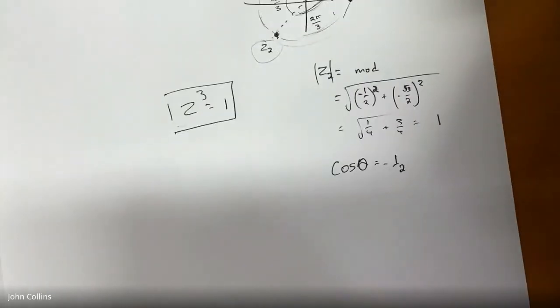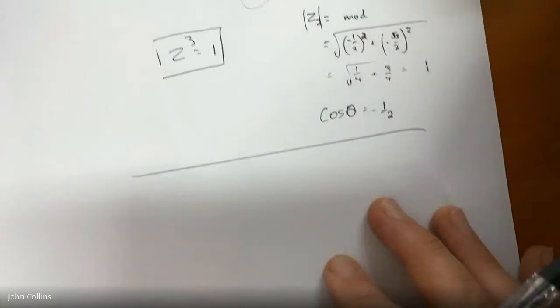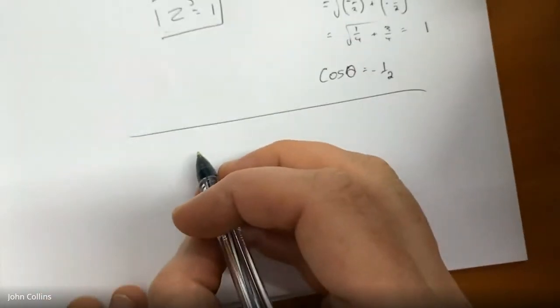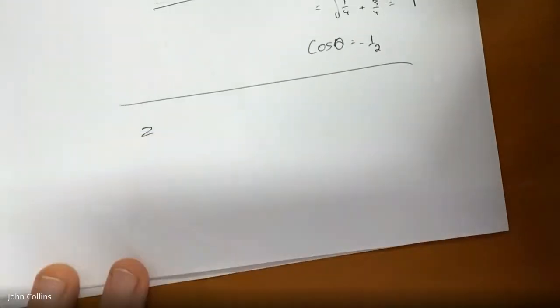So the question, I suppose, is always then, does that always work? If I had z to the 6, for example, or z to the 5, is it split up into 6ths?